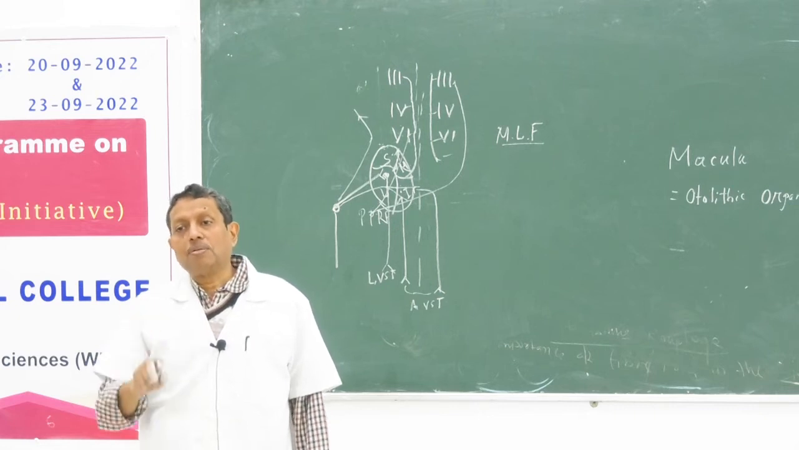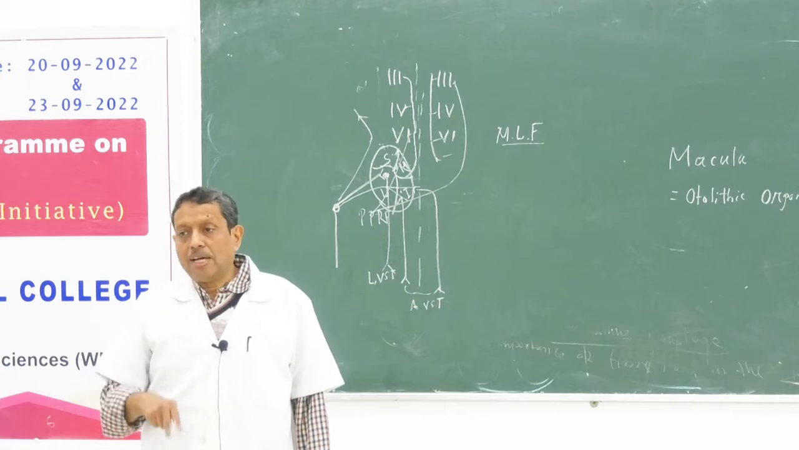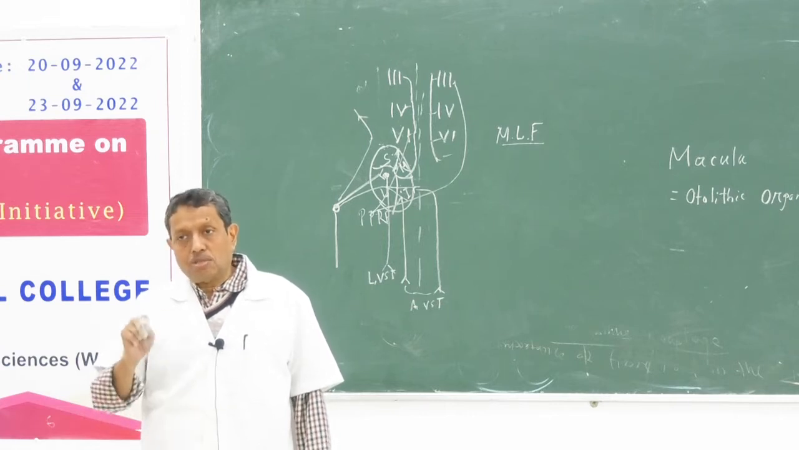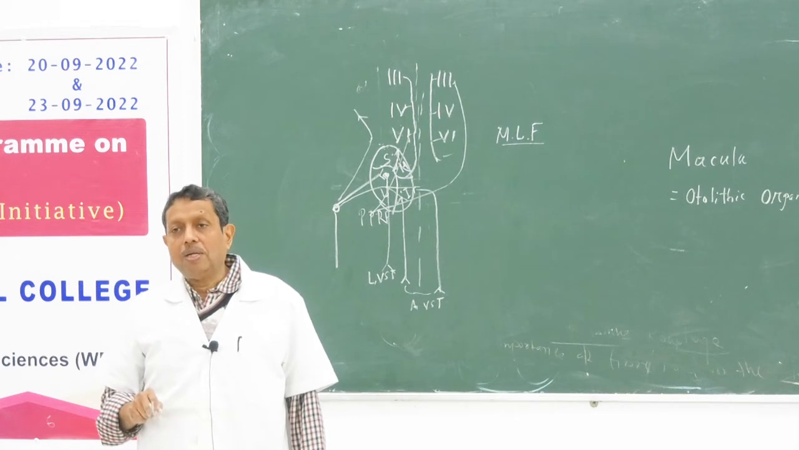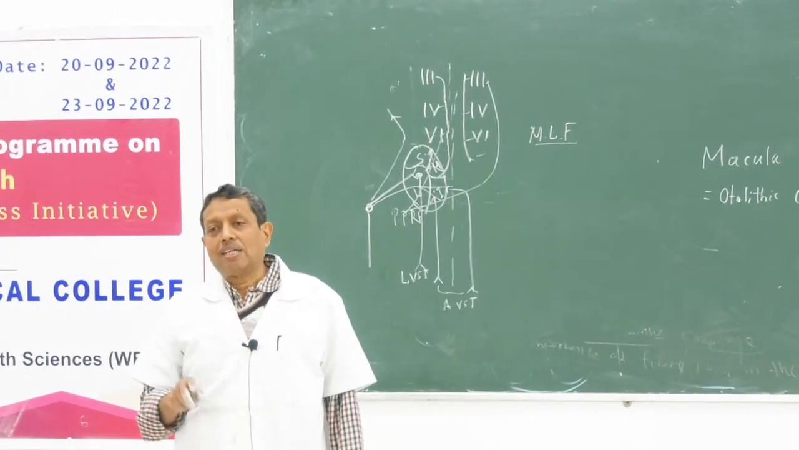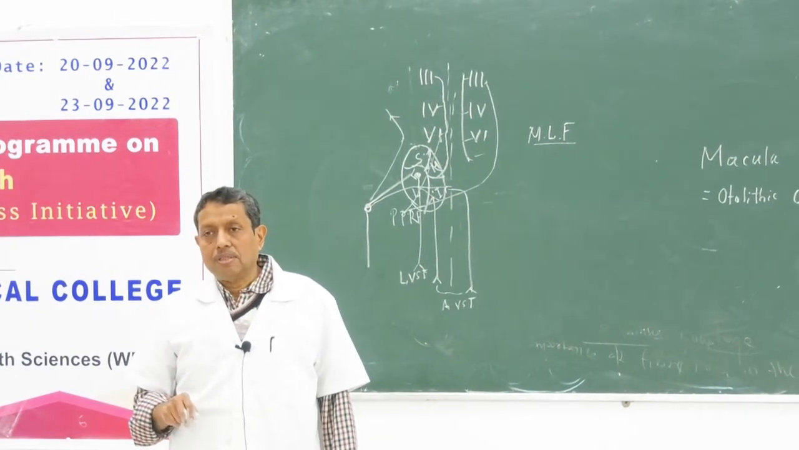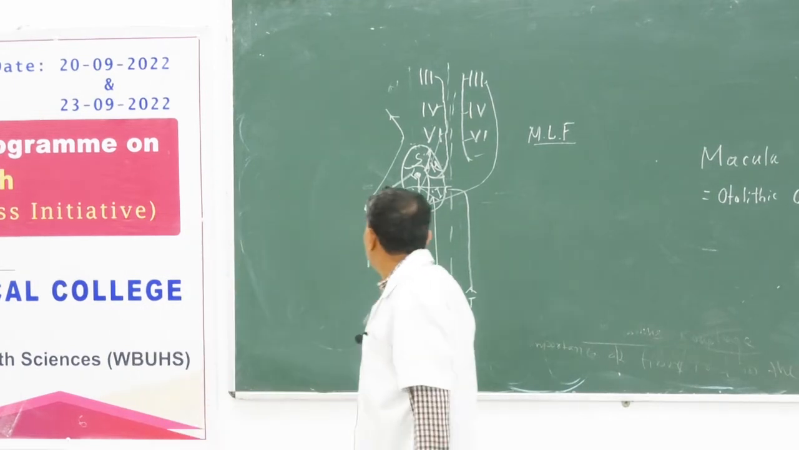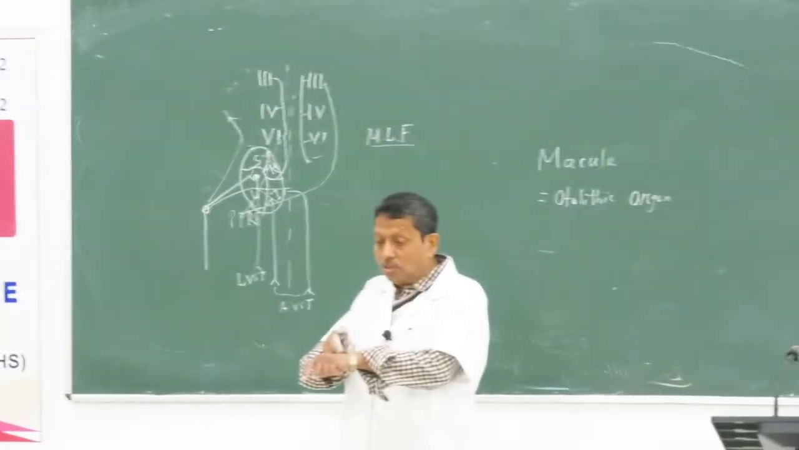And we also discussed the lesion in this case, internuclear ophthalmoplegia. We discussed it to some extent, not in great detail. You will find it in other good texts. So this is something about the vestibular function.